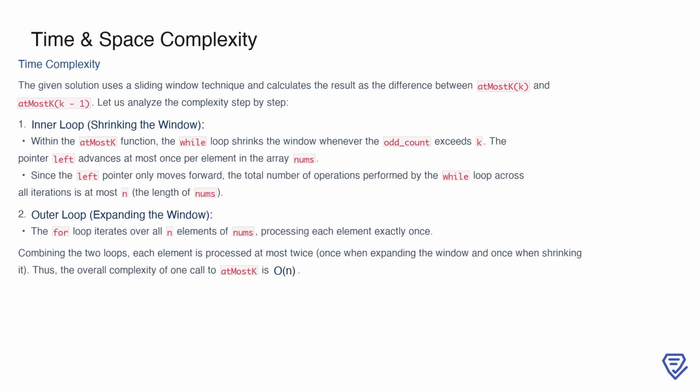Now, looking at the outer loop, the for loop expands the window by iterating over each element in nums. Since every element is processed exactly once during this expansion, the total operations for the outer loop are also proportional to n. Combining the two loops, each element in the array is processed at most twice, once when expanding and once when shrinking, resulting in a time complexity of O(n) for a single call to at most k.